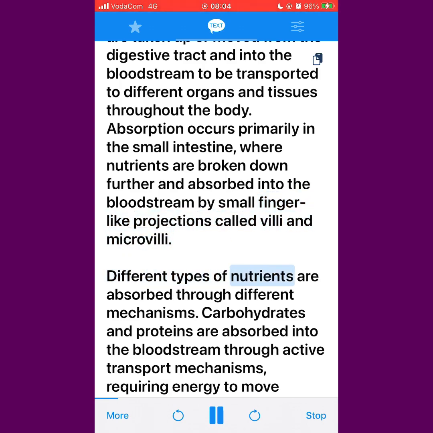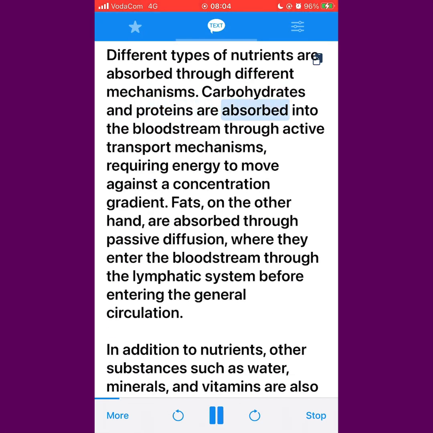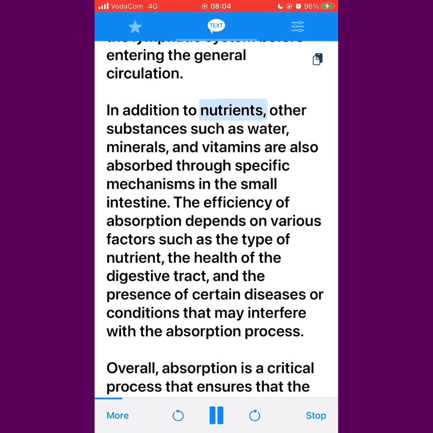Different types of nutrients are absorbed through different mechanisms. Carbohydrates and proteins are absorbed into the bloodstream through active transport mechanisms, requiring energy to move against a concentration gradient. Fats, on the other hand, are absorbed through passive diffusion, where they enter the bloodstream through the lymphatic system before entering the general circulation. In addition to nutrients, other substances such as water, minerals, and vitamins are also absorbed through specific mechanisms in the small intestine.